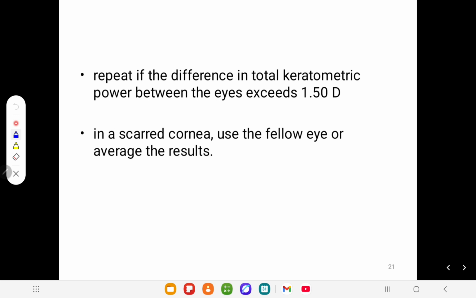So repeat if the difference in the keratometry power between the axes exceeds, it's very important, 1.5 diopter. If scarred cornea, use the fellow eye for average result. It's very important. Always use the other eye just to check, or if one eye is totally scarred, or scarred in the visual axis, then you have to know the history, and then the fellow eye can be very useful.